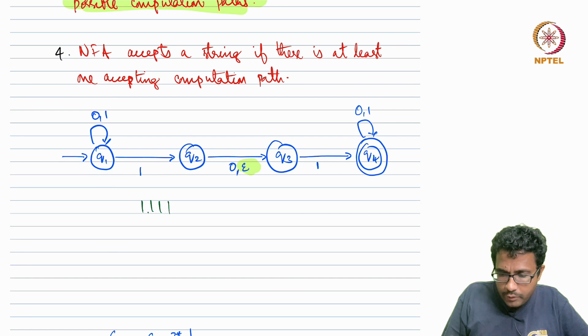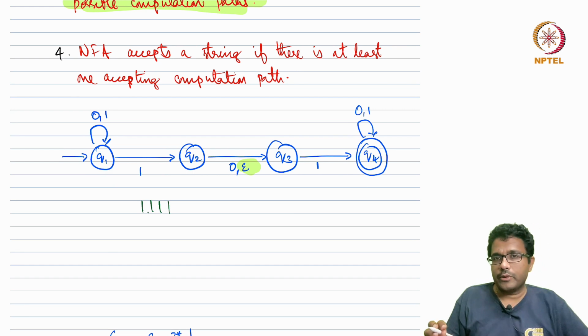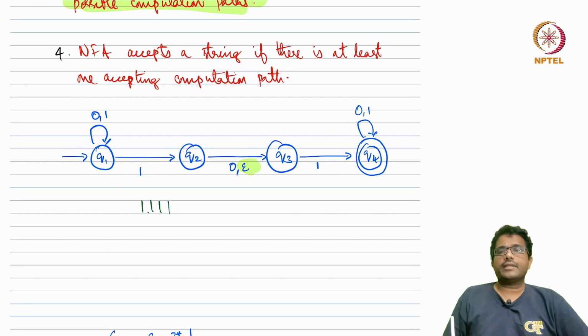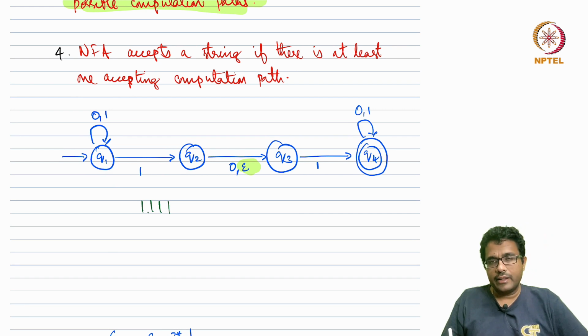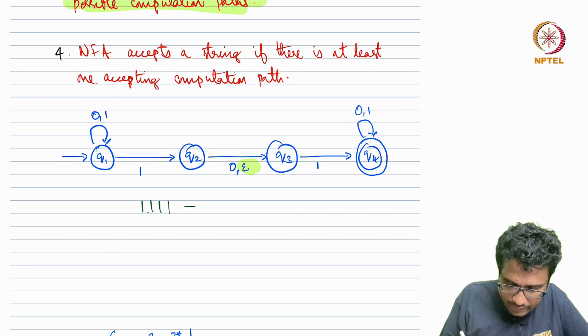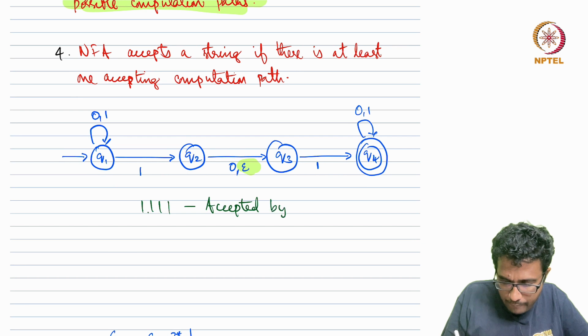Once you are at Q4, there is only one option available, right? The third 1 keeps you at Q4, this self loop. The fourth 1 also keeps you at Q4. So then you end at Q4. So this is another way to process the same string ending at Q4, which is an accepting state. Therefore this string is accepted by the NFA above.